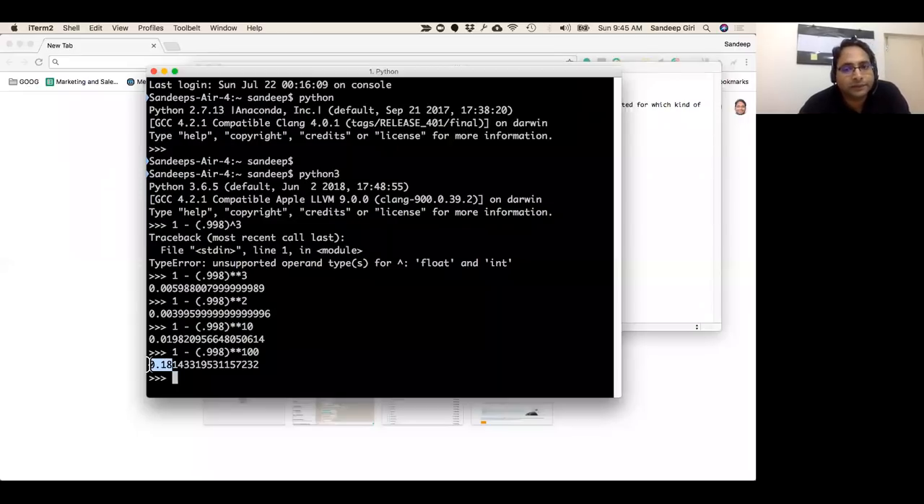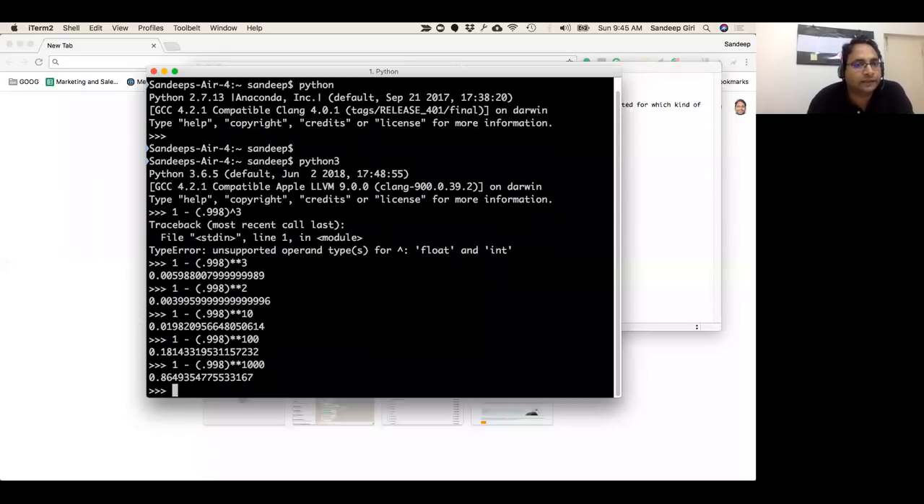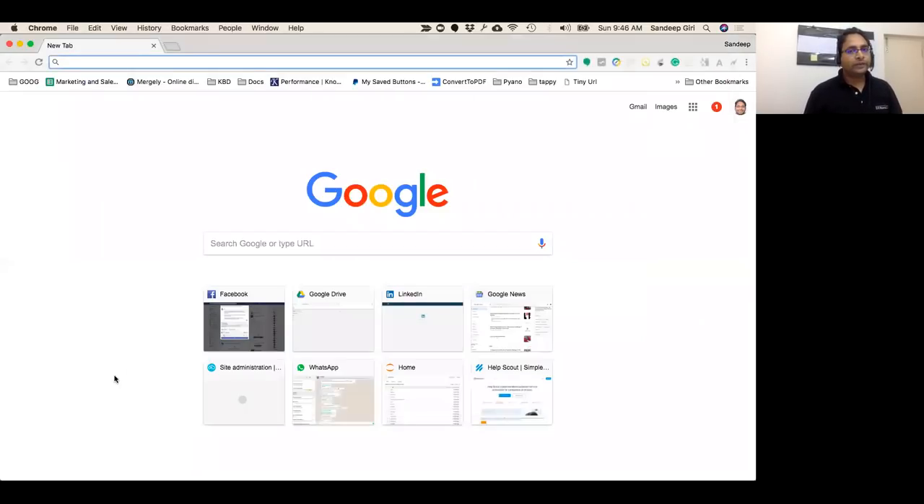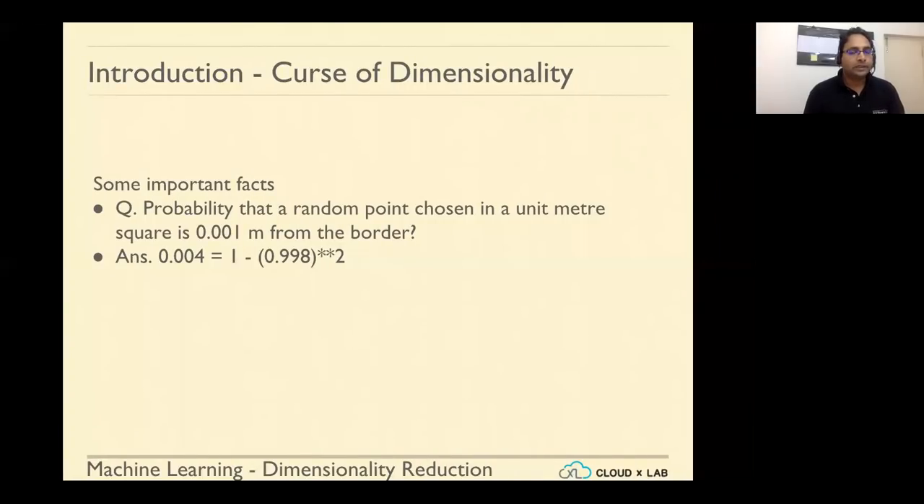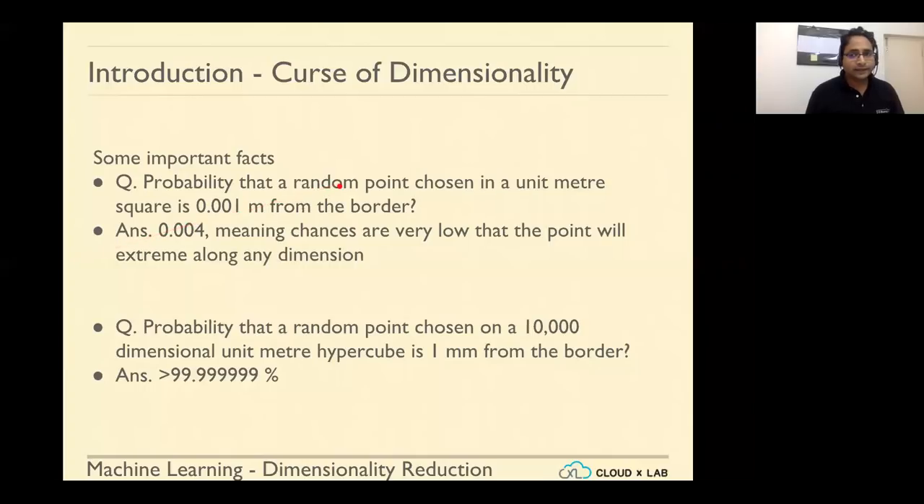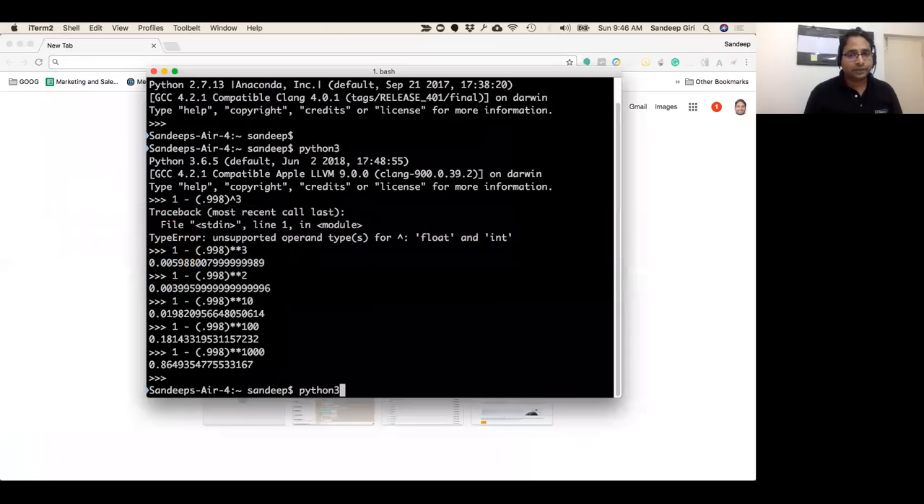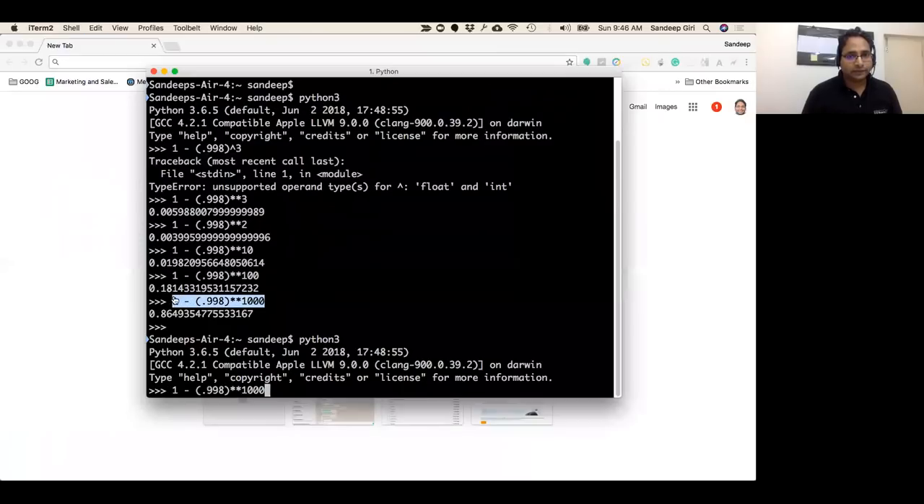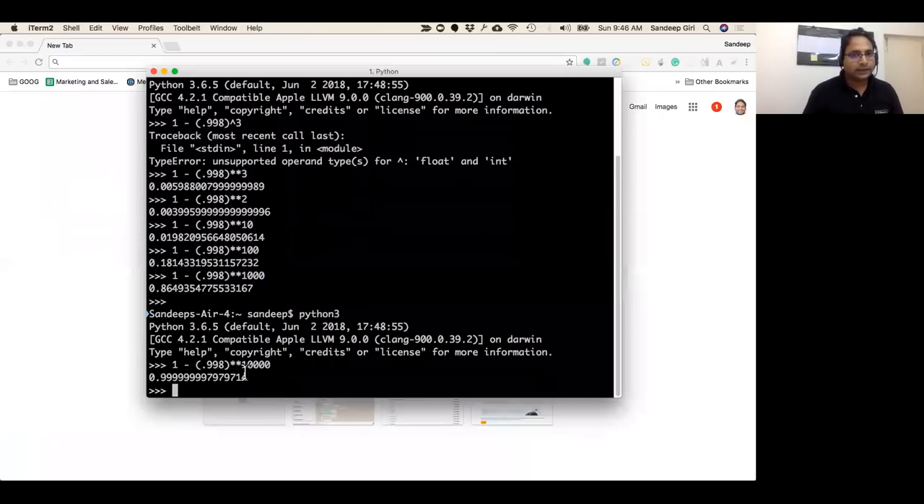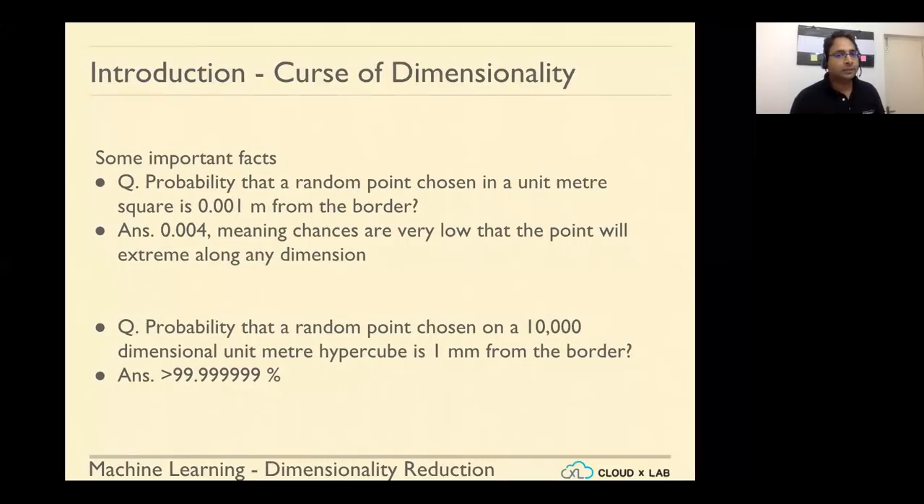Now, what does it mean to you? If you further increase it, if you have 1,000 dimensions, then for every point you choose, the chances are it's going to be on the edge. So let's just try with 10,000 dimensions. It's like 99%, right? So that's the important part.